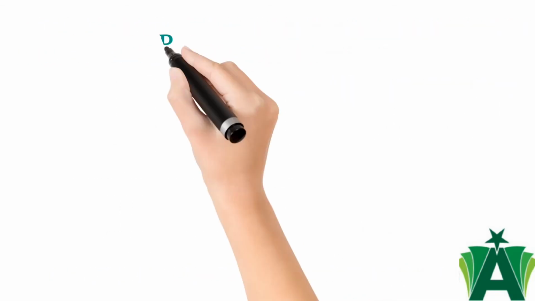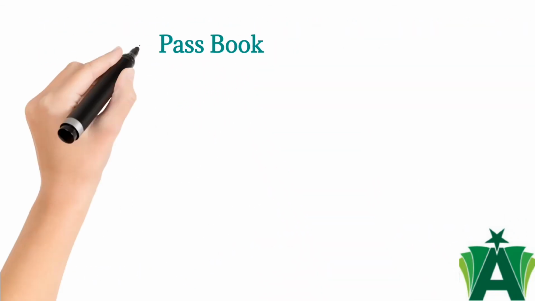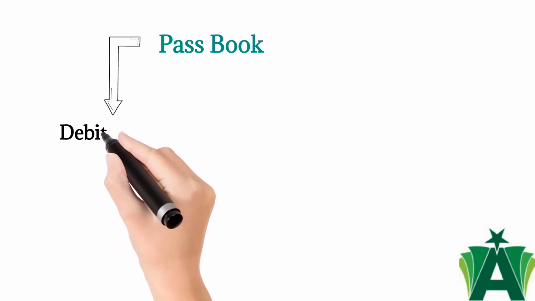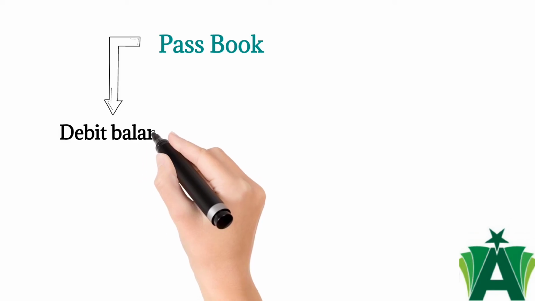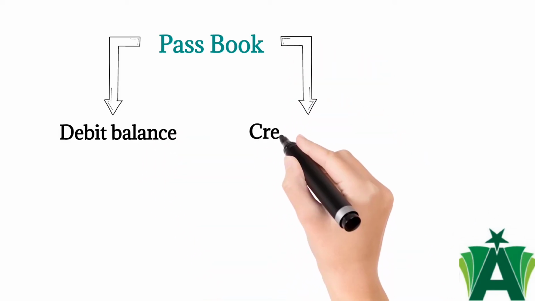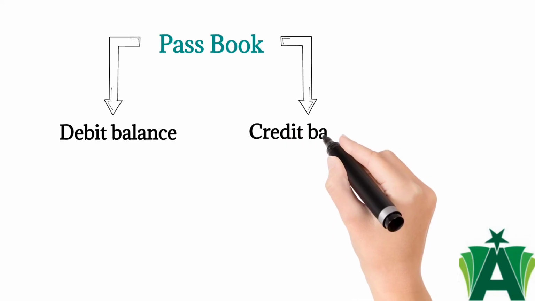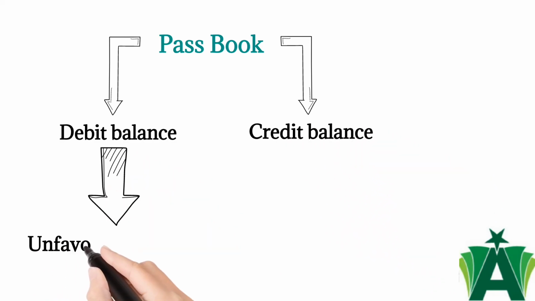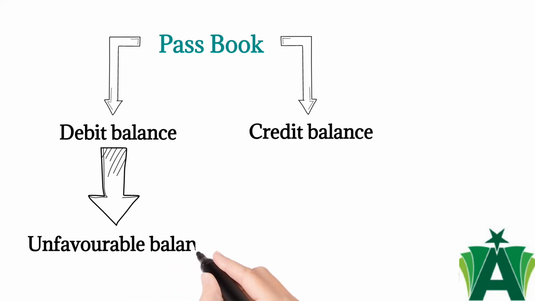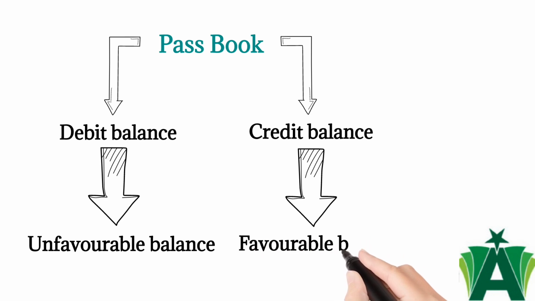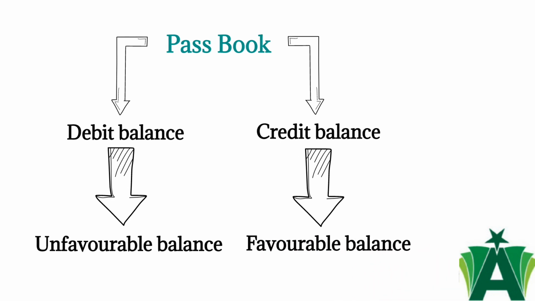Passbook. The amount debited in the passbook indicates the amount withdrawn from the bank. If withdrawals are more than deposits, this is called debit balance of the passbook. The amount credited in the passbook indicates the amount deposited in the bank. If deposits are more than withdrawals, this is credit balance of the passbook. Debit balance of passbook indicates an unfavorable balance, and credit balance of the passbook indicates a favorable balance.